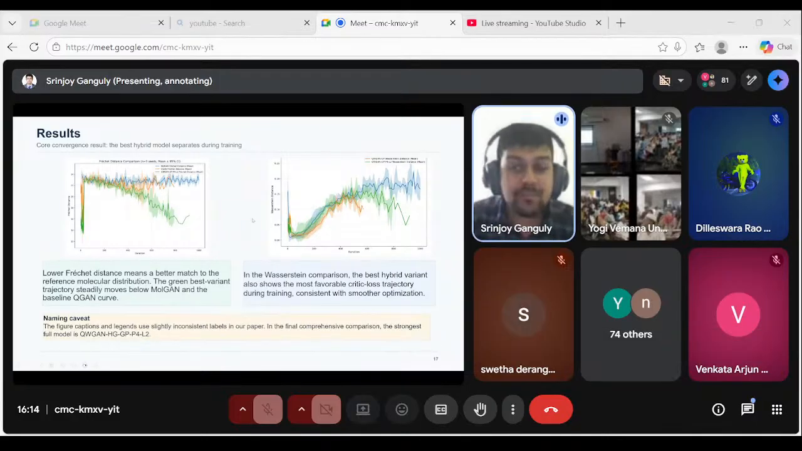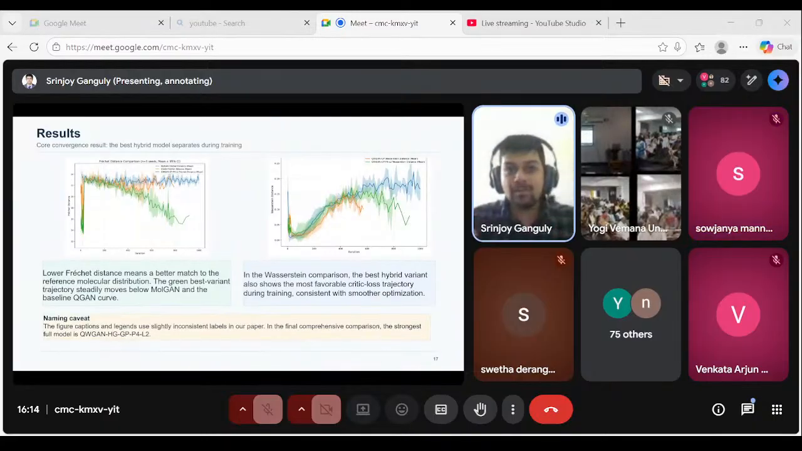So it's the same concept we are applying, but for molecular samples. It's the same fundamental. And if the distance is reducing, that means the distributions are matching closer. That means you can no longer distinguish between the fake and the real. So the fake is becoming real.